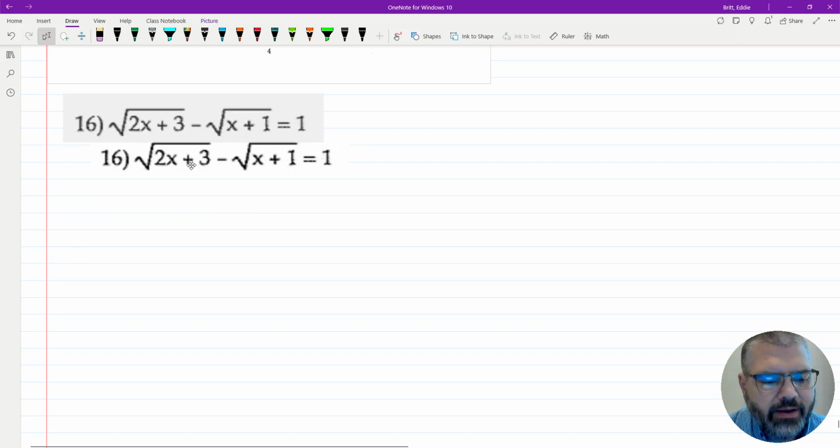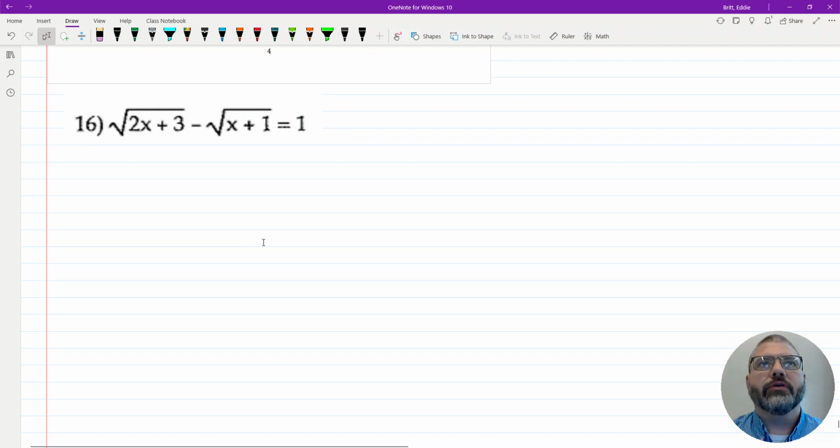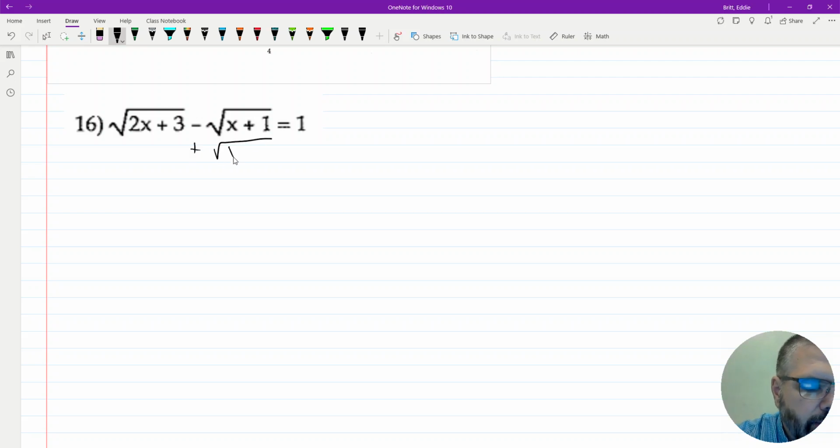All right, so whenever you have 2 radicals, the first thing you want to do is get one radical by itself. So I'm going to have to add the square root of x plus 1 to both sides. And when I do that, that'll move that radical over. And so now I just have this square root of 2x plus 3 by itself. So I want to square the left side, and I want to square the right side.